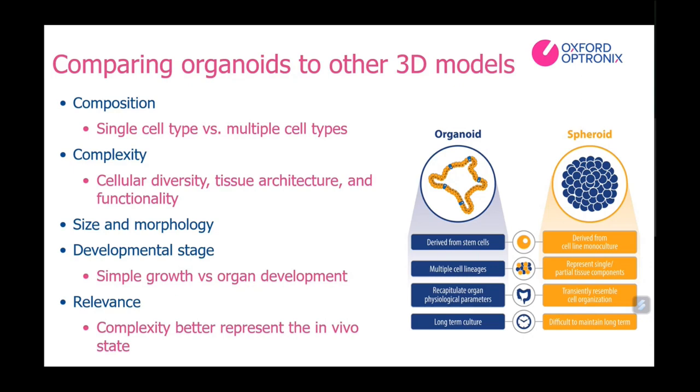Organoids are considered more physiologically relevant and can better model the structure and function of organs in vivo due to their cellular complexity and tissue organization. Colonies and spheroids, while useful for certain applications, may not fully represent the in vivo tissue architecture, cell-to-cell interactions, or functionality of an organ.